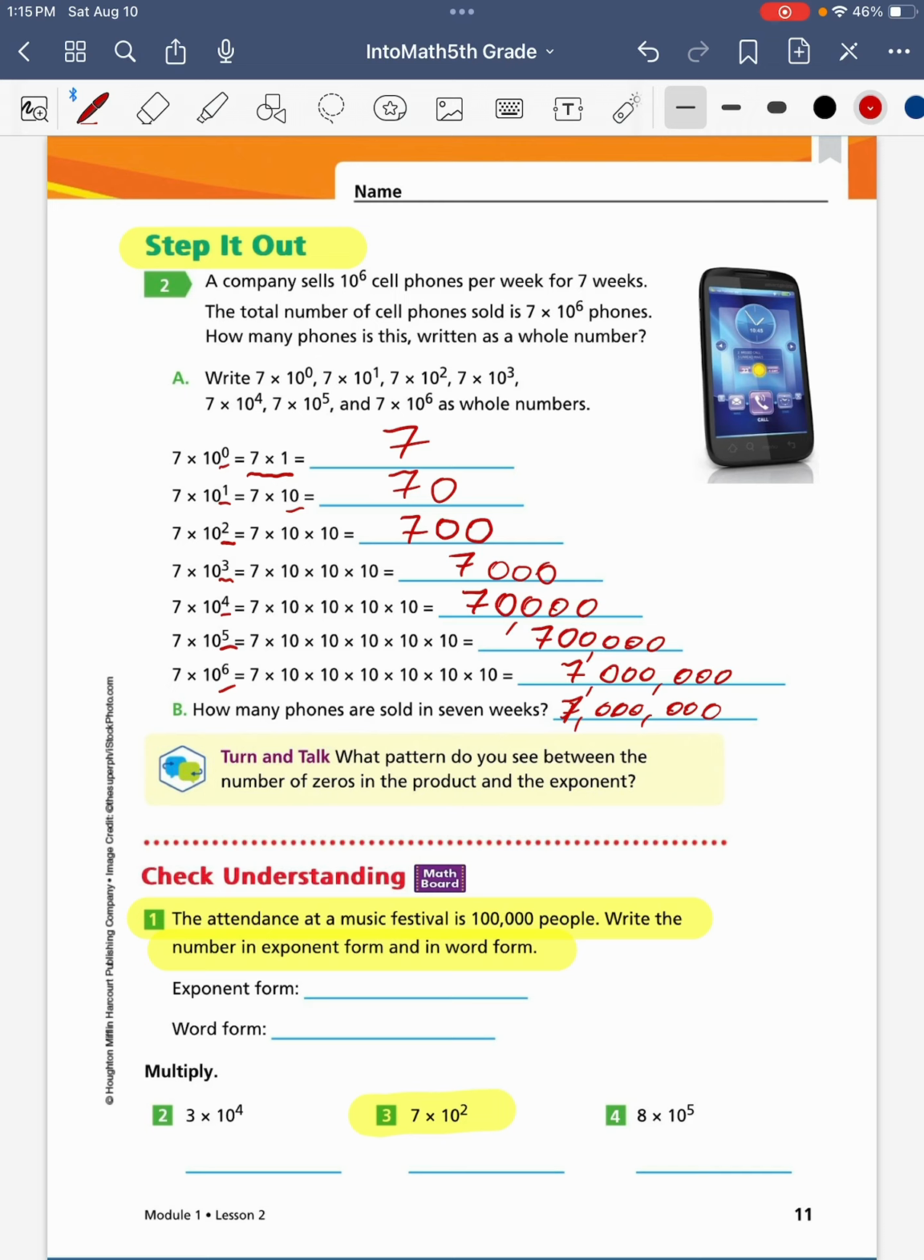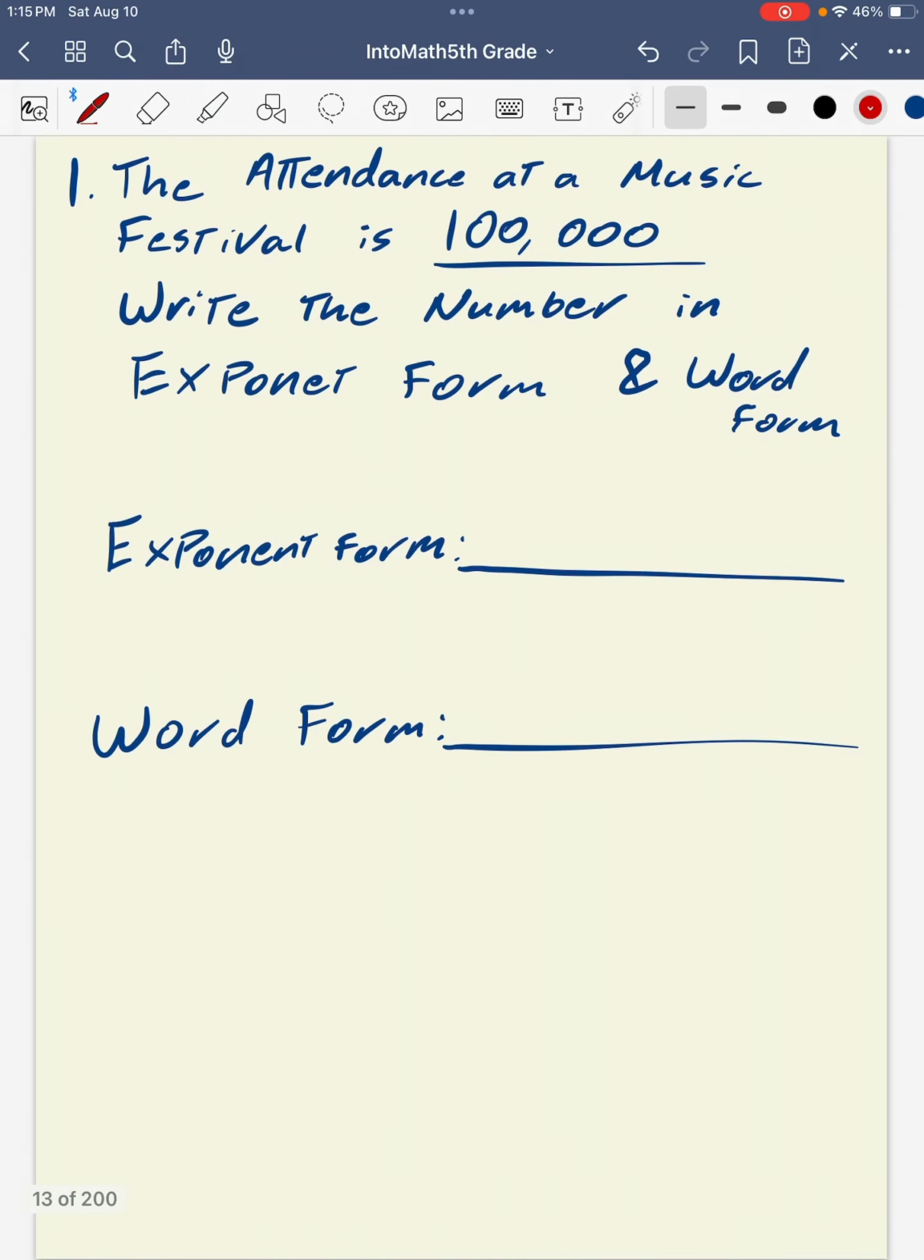Now we're going to move into the odd number questions for our check for understanding and for on your own. Starting off with question number 1. The attendance at a music festival is 100,000. Write the number in exponent form and word form.